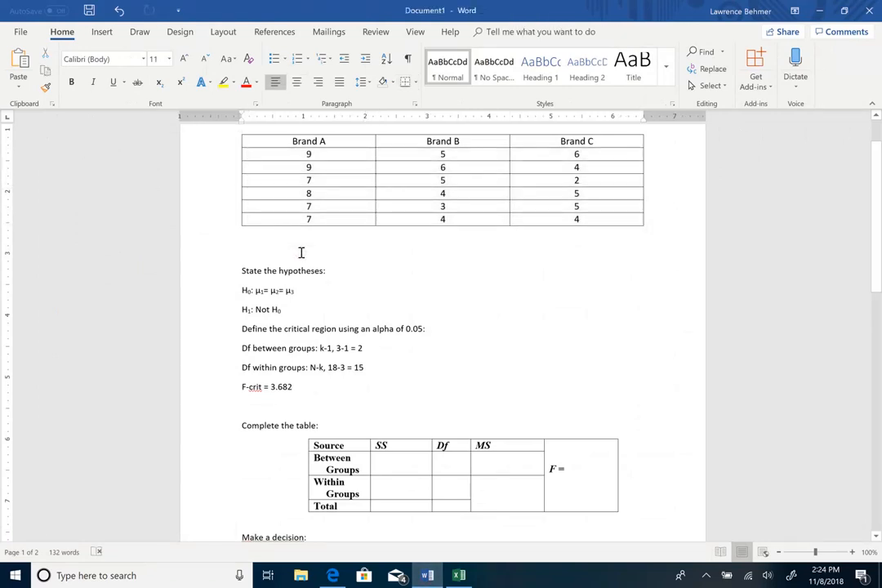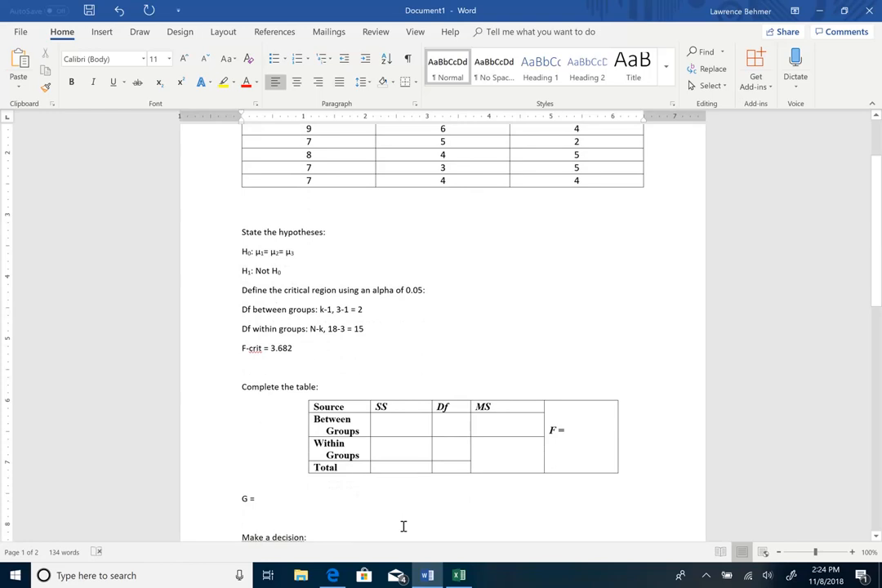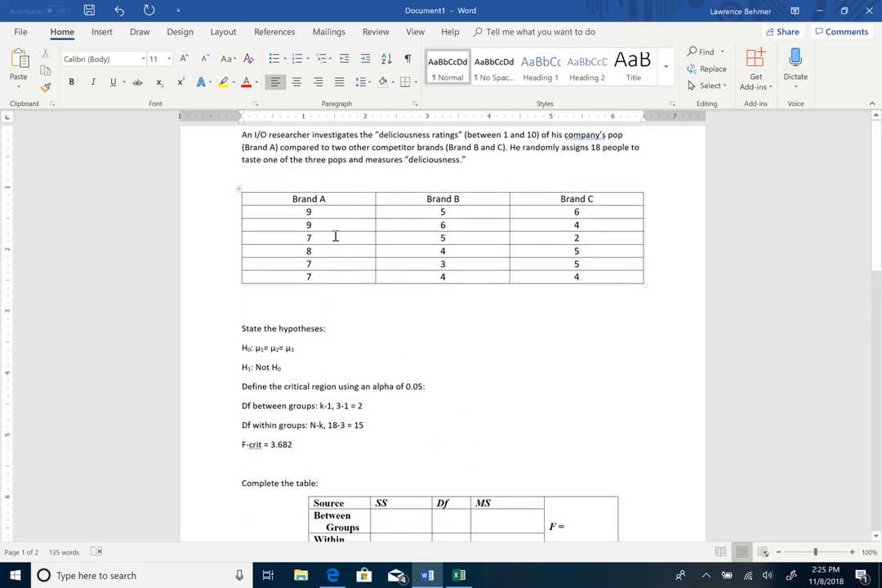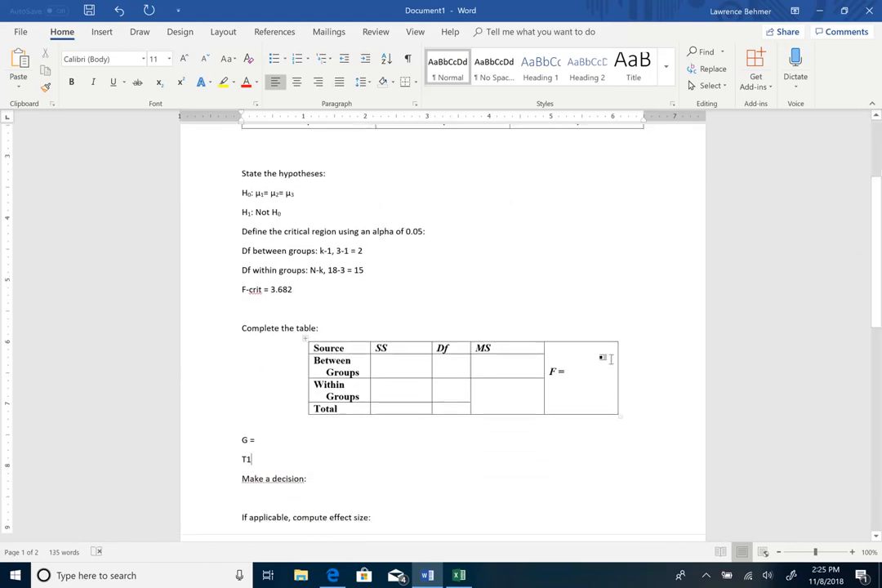Remember, we need a few things in order to compute our ANOVA, right? We're going to need G, right? G is the sum of all of our scores. And we have 3 groups, right? So we're going to have a T1, which is the sum, T means sum, of all of our scores for brand A. We're going to create a T2. That's the sum of all of our scores for brand B. And then we're going to create a T3, which is all of our scores for brand C.